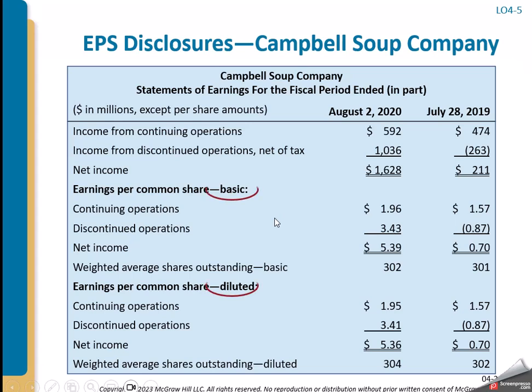happening. So here again, they show you the basic earnings per share, and then the diluted earnings per share. And what really changes is the weighted average shares outstanding.